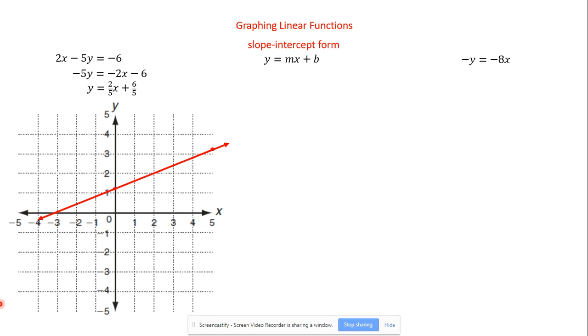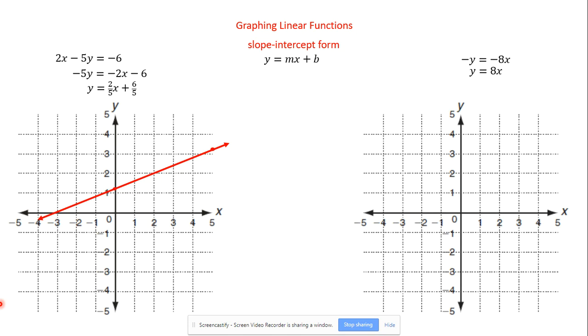How about if we have something like negative y equals negative 8x? Well, just multiply by negative 1. Y equals 8x. So we can start out with our graph. What's the y-intercept? Y equals 8x plus 0. So the intercept is at the origin. It's always there watching. And then the slope, 8. So we're going up 8 over 1.